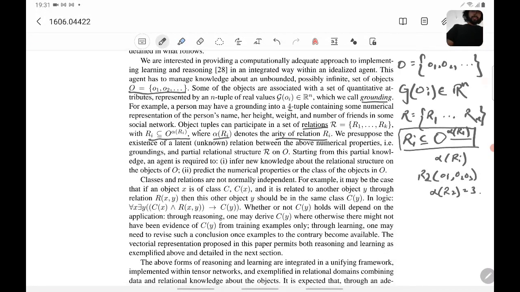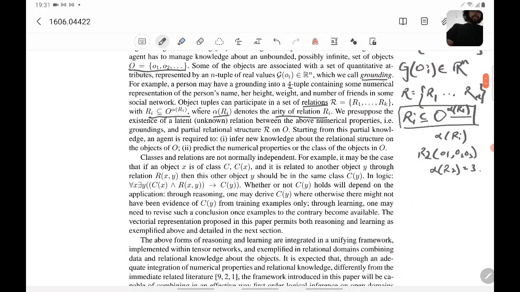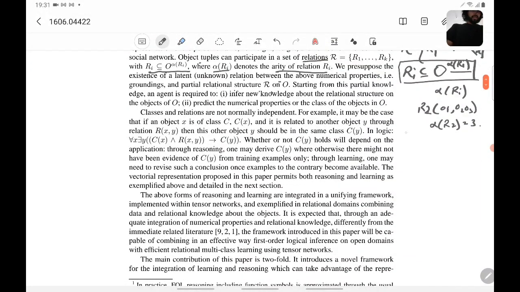We presuppose the existence of a latent relation between the above numerical properties, that is groundings, and a partial relational structure R on O. Skipping that, it's not very important.